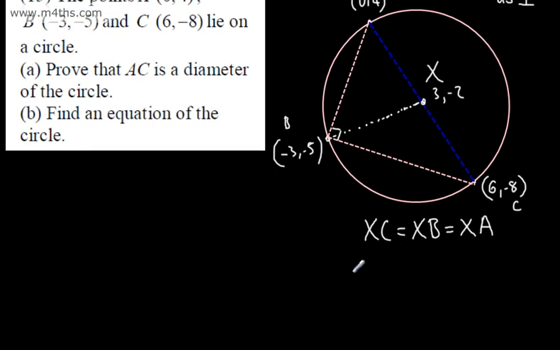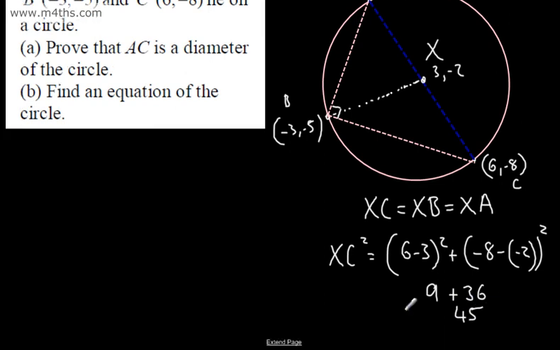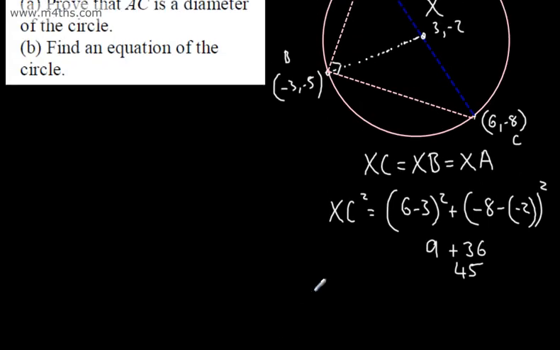So let's look at XC. XC squared is going to be equal to 6 minus 3 squared plus negative 8 subtract negative 2 squared. So what's that going to give me? That's going to give me 9, plus, what are we going to get here? Negative 6, 36. So that's going to be equal to 45. I'm thinking of a quicker way of doing it. I'm just thinking out loud.